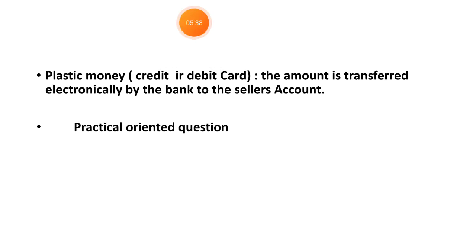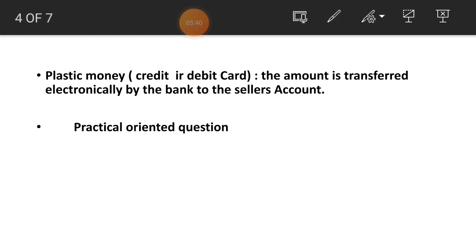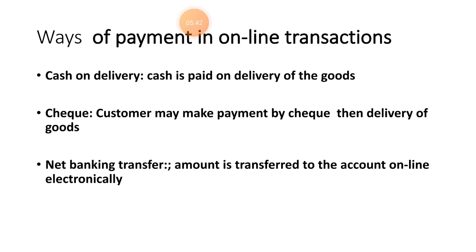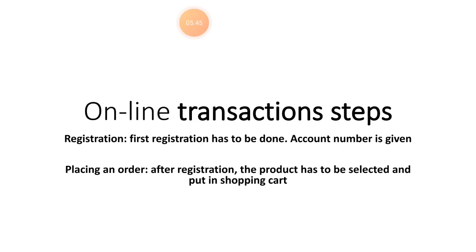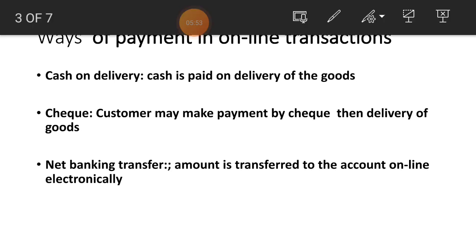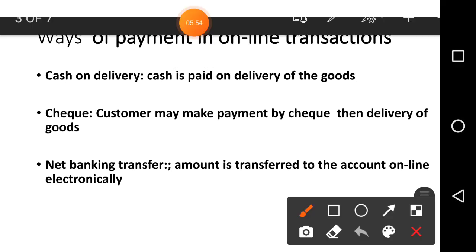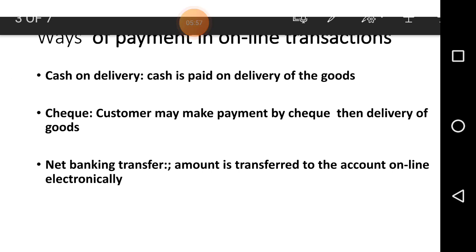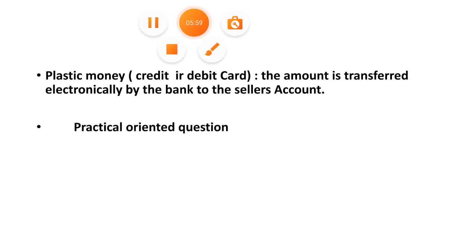Now next topic, students, a practical oriented question. For this question, only these points. First, a 4 marks question on online transaction: only these steps, registration, placing order, payment mechanism, only till here. Second, another 4 marks question, ways of payment, from here only, till here.